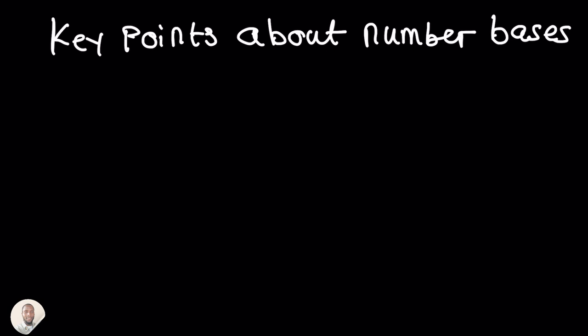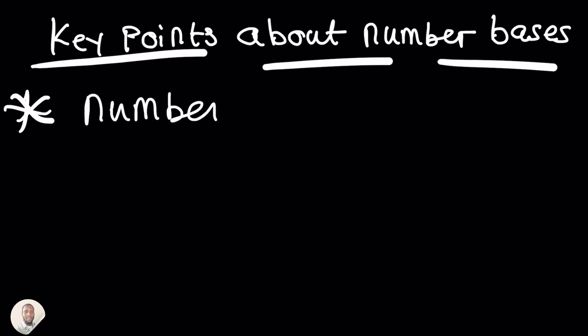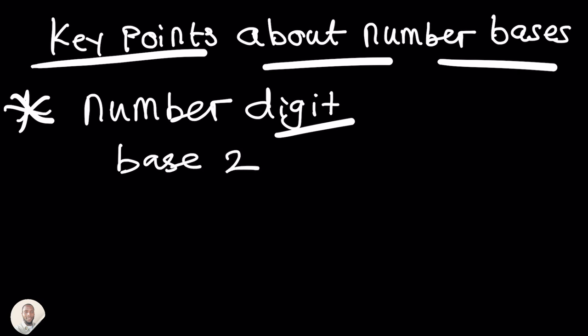All right, let us consider some key points about number bases. First, a number base defines how many digits are used before carrying over, right? Number of digits. That's the first key point. The number of digits determines when it will be carried over. For example, for base 2, right? When you count 0, 1, the next number is supposed to be 2, but you add on to what?